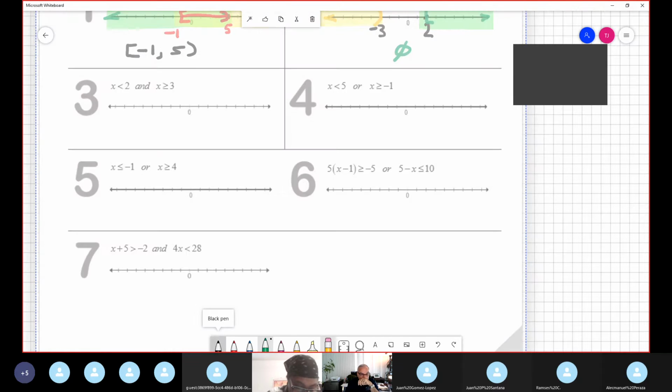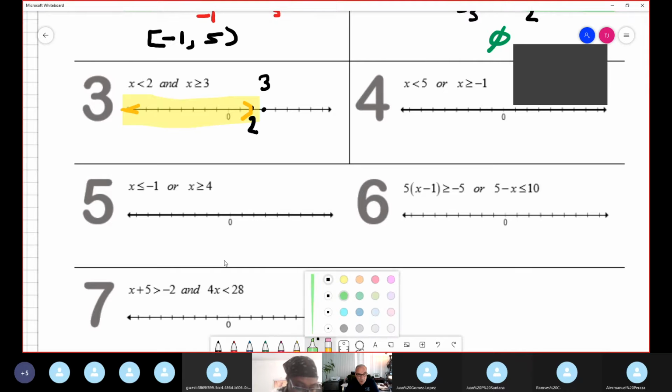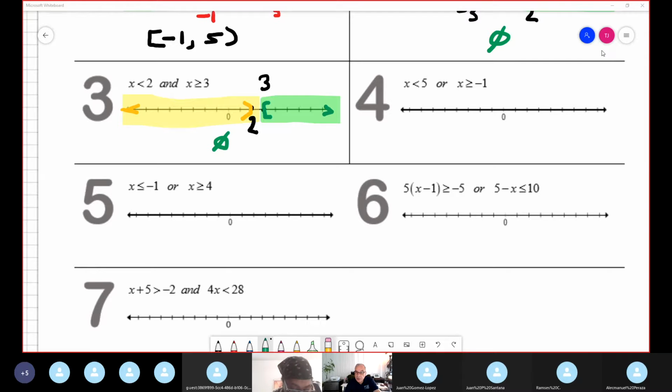Number three is 2 out. Make it zoom. Two is here, three is here. So it's less than 2, in that direction, not including 2, so parentheses. And 3 is greater than or equal, in that direction, so a bracket here, and it continues forever in that direction. This is another example where we have no intersection. We have a gap here in the middle, no solution. To have a solution, we need an intersection.